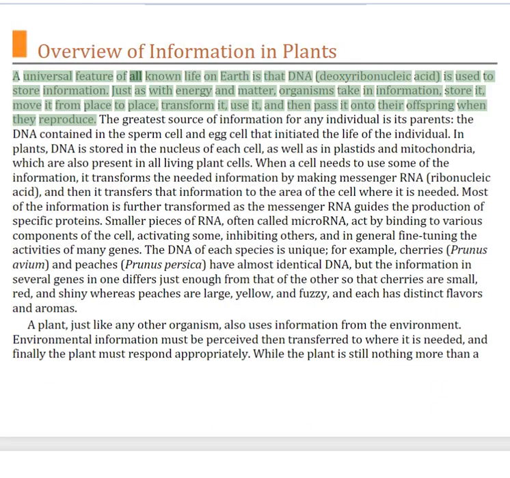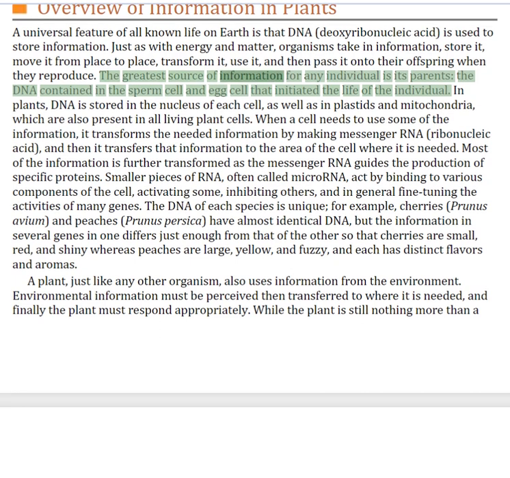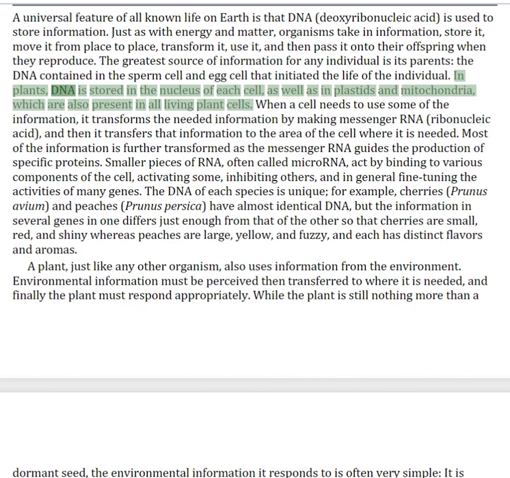A universal feature of all known life on Earth is that DNA is used to store information. Just as with energy and matter, organisms take in information, store it, move it from place to place, transform it, use it, and then pass it on to their offspring when they reproduce. The greatest source of information for any individual is its parents, the DNA contained in the sperm cell and egg cell that initiated the life of the individual. In plants, DNA is stored in the nucleus of each cell, as well as in plastids and mitochondria, which are also present in all living plant cells.